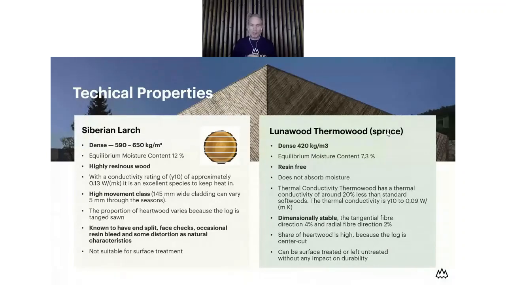The proportion of hardwood varies in Siberian Larch quite a lot because the log is stanked sawn. But in Lunawood ThermoWood, the share of hardwood is really high because the log is center cut. And the hardwood is basically the only part of the log that can be used in thermal modification. That is the strongest part of the log. Siberian Larch is also known to have quite a lot of end splits, face checks, occasional resin bleed, and some distortion as natural characteristics.